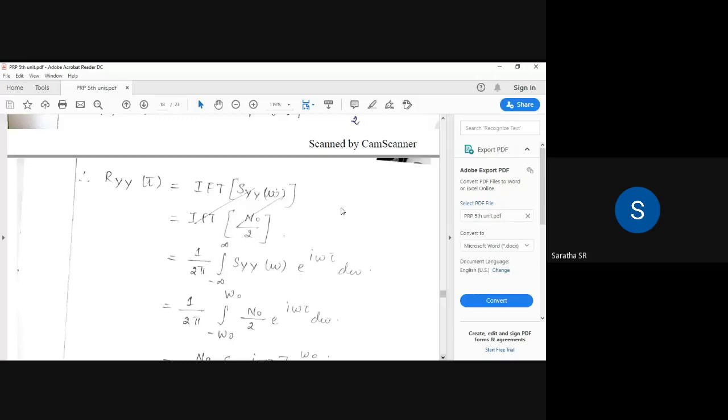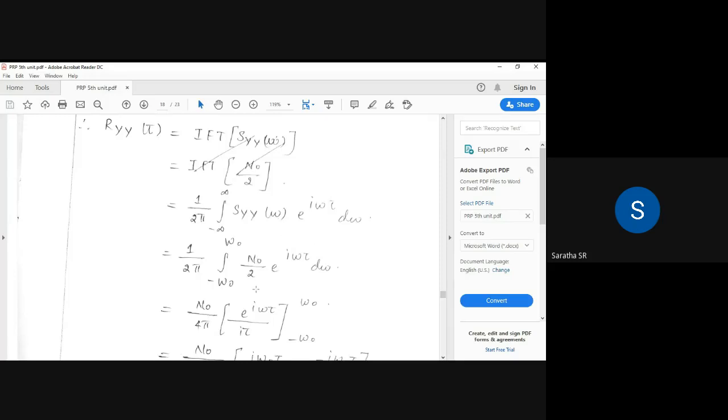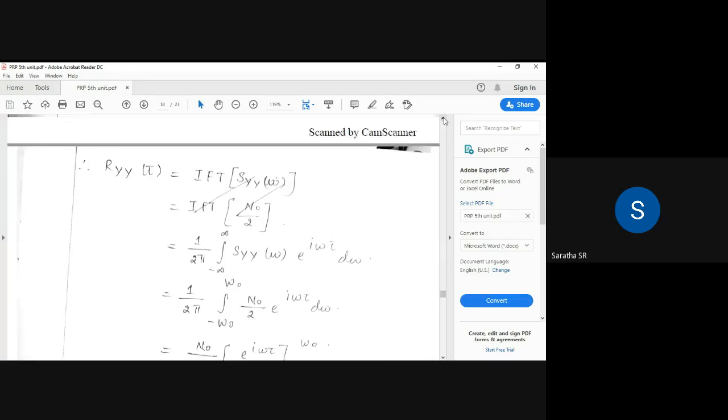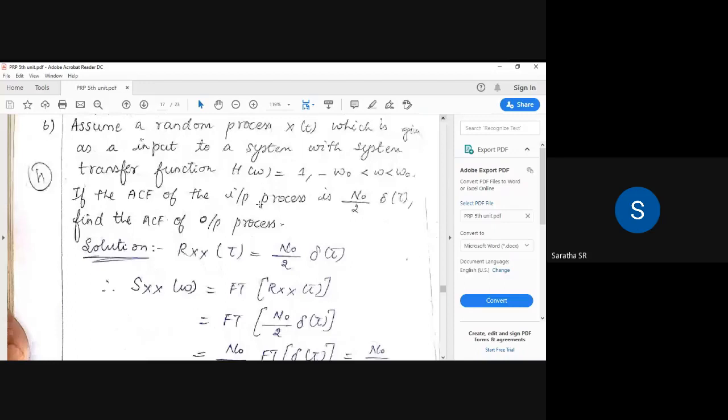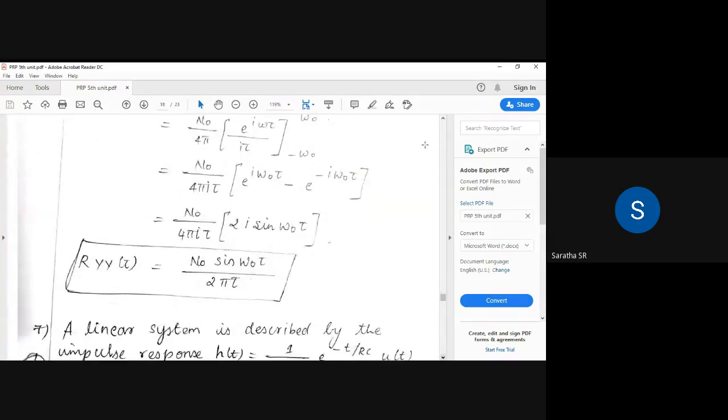Here we know the value of N naught by 2. Since we don't have a formula, you apply the definition only, and then we can get the answer. So replace with N naught by 2 here, e power i omega tau d omega. N naught by 2 is a constant, so take it out, and then integrate only this. The unit impulse function is valid for the limit minus omega naught to plus omega naught only, as given in the problem. I already explained that this value is applicable only for minus omega naught to plus omega naught, so based on that we took this limit.